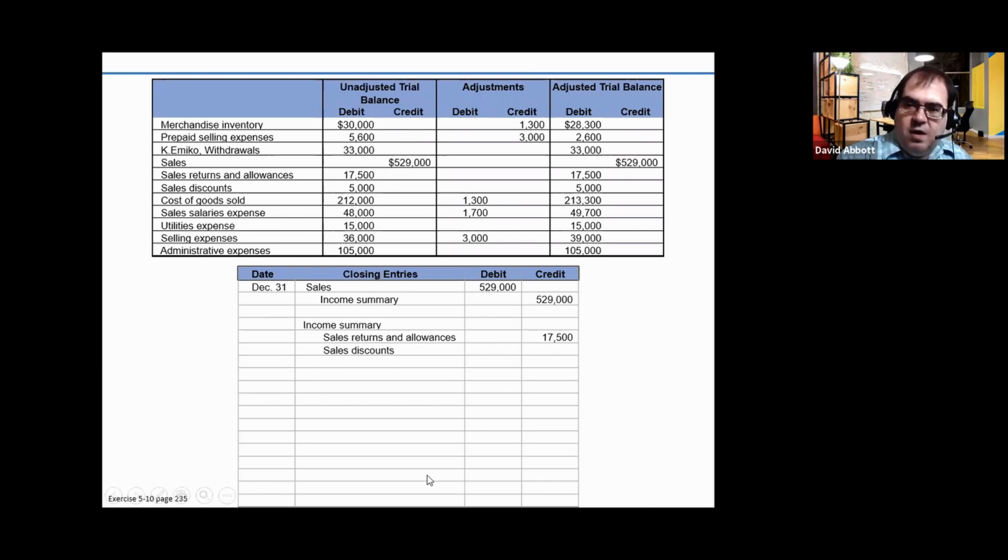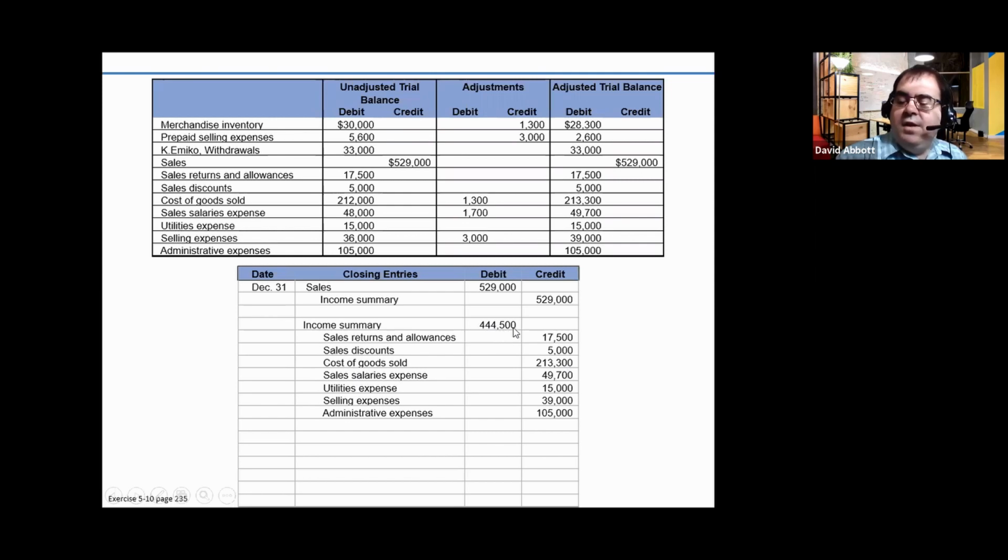Actually, we're going to close out all of our accounts. So sales returns and allowances 17,500, and then sales discount of 5,000, cost of goods sold 213,300. We list all of our expenses: sales returns and allowances, sales discount, cost of goods sold, sales salaries expense, utilities expense, selling expense, and administrative expense. Those were all originally debits, so we're going to credit them in order to make them zero. And then the total for income summary for our expenses is 444,500.